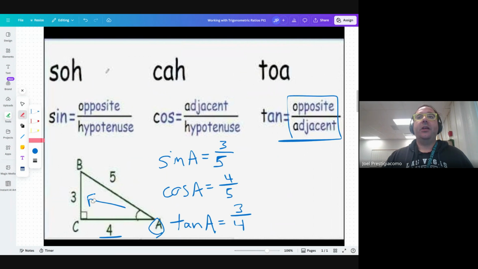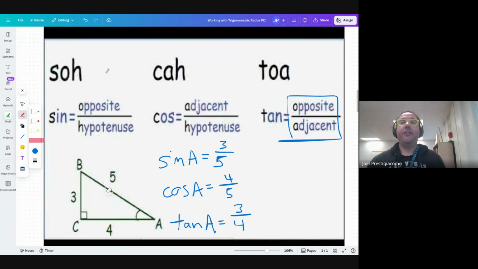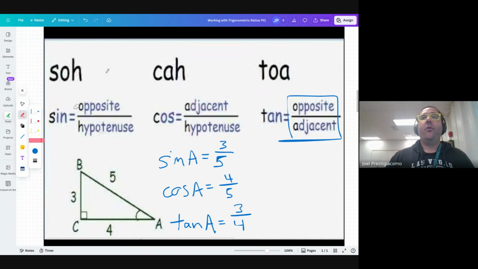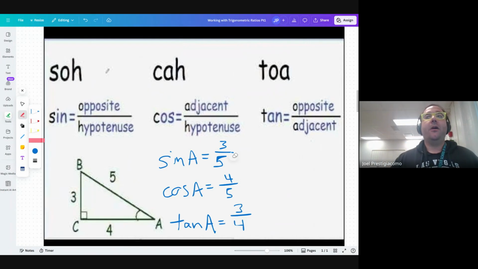So that's it. These are what the trigonometric ratios are. The sine of A is a number: it is 3/5, or 60%. Cosine of A is 4/5, or 80%. Tangent is 3/4, or 75%. These are all ratios that tell us something about the composition and the makeup of our triangle.